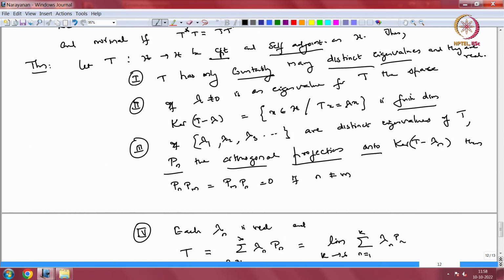The operator T on the kernel of T minus lambda n looks like multiplication by lambda n, just like what we have seen in the case of matrices. When you add up you get a finite rank operator, and as you keep on adding up it will converge to the original operator in the operator norm. So, that is a strong statement.